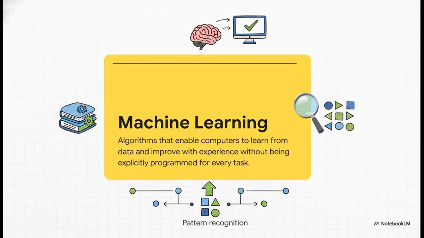All right, so what even is machine learning? At its heart, it's all about algorithms that let computers learn from data. The key here is they do it without you having to explicitly program every single little step. So instead of us writing a million rules, we just let the machine find its own patterns. It learns from experience, kind of like we do, just on a massive, super fast scale.